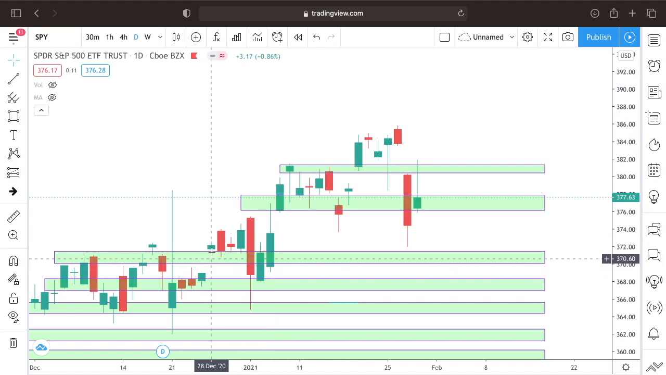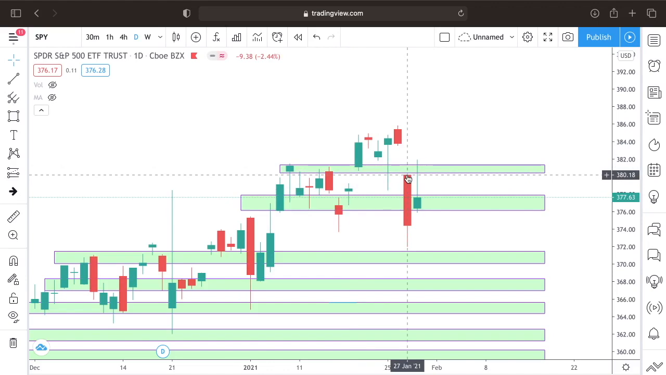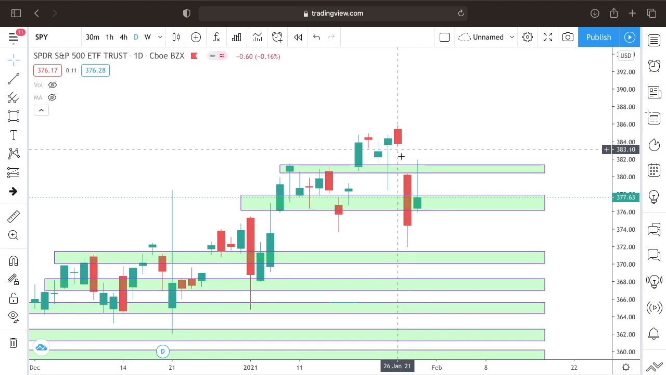So this was the first gap. Then we had another gap over here, then another gap over here. So the increased number of gaps on our price charts shows us that there was greater volatility in prices for the S&P 500 recently. We had this huge gap down, and then prices also form a very long bearish candlestick.